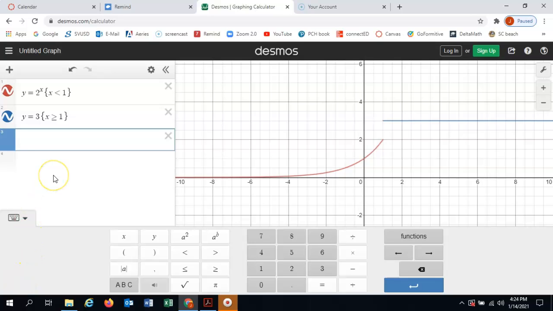Hey Isabelle, easiest way to get the range on those guys would just be to graph them. So you could do this on a graphing calculator, or you could do it in Desmos. I just did it in Desmos because it's easier to show you on my computer. So I just graphed the first one, y equals 2 to the x.